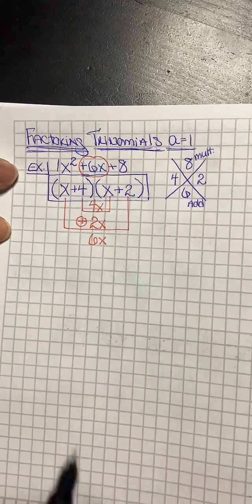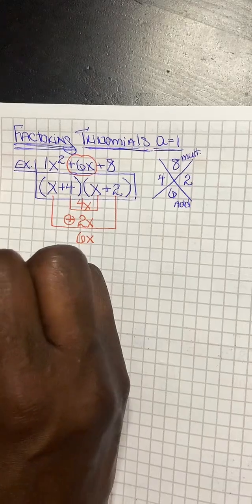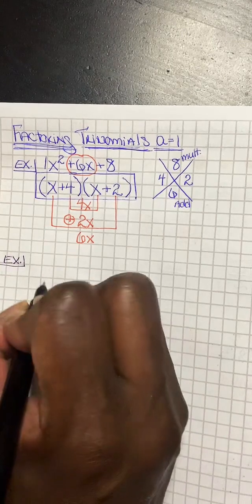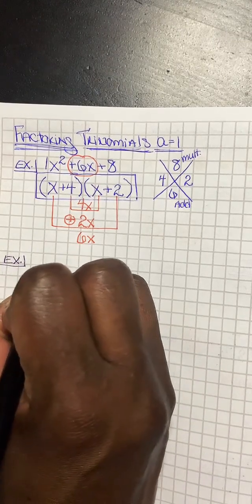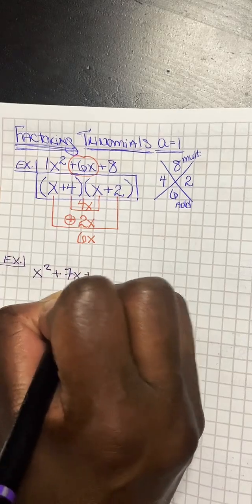All right, so let me do here. So let me go x squared. I'll keep it with the plus 7x plus 10.